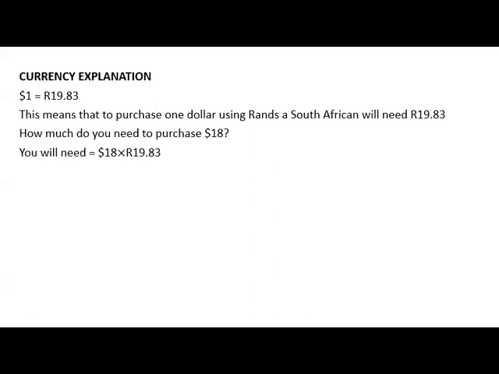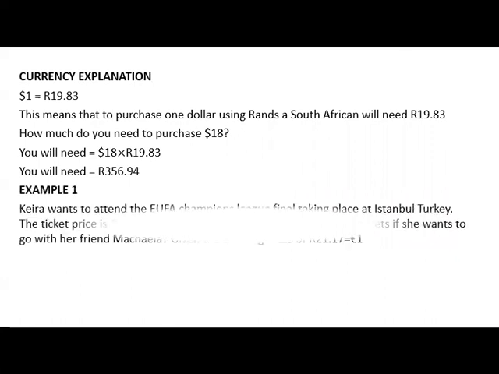So $18 will be equal to, let me just keep it simple, $1 will be equal to 19 rand. So $2 will be equal to 19 rand 83 multiplied by 2, which will give you 39.66. Okay, so if you need $18, you will need to pop out 356.94, 356 rands 94.